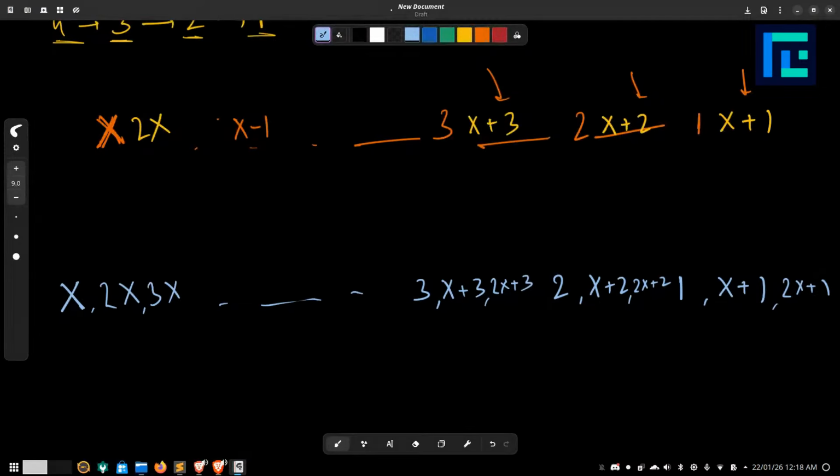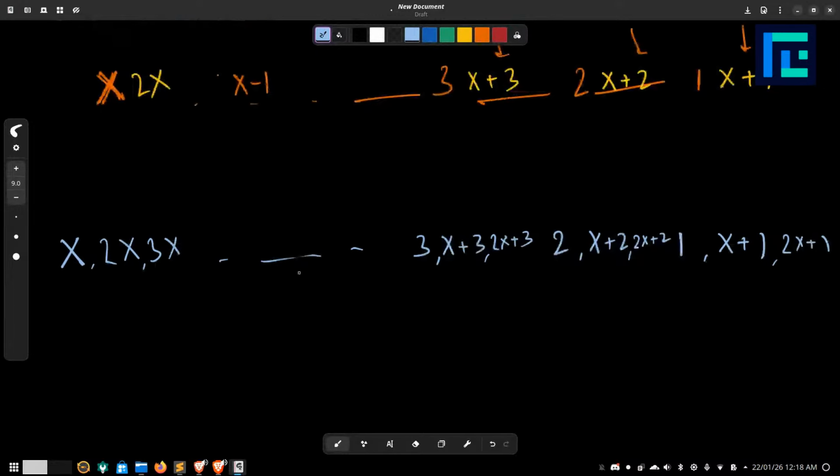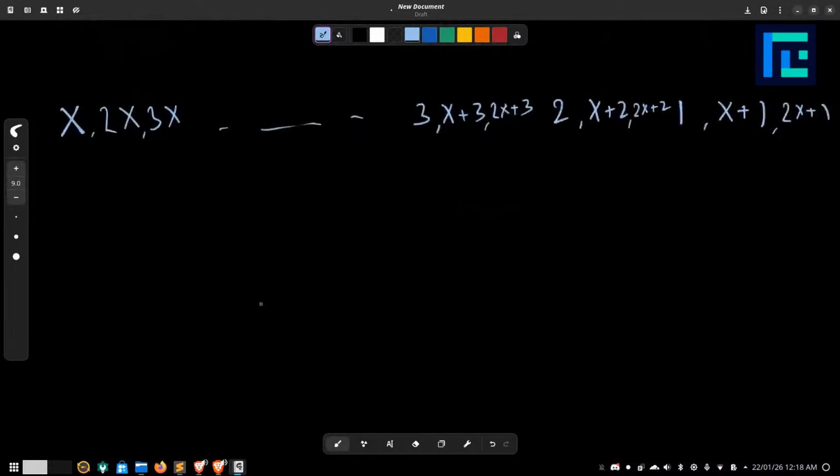So what happens if we write a permutation in this specific pattern? Let's analyze how many points we get. Let me divide this into segments. First we have x, 2x, 3x till the last number n. So let's write this as n upon x into x.